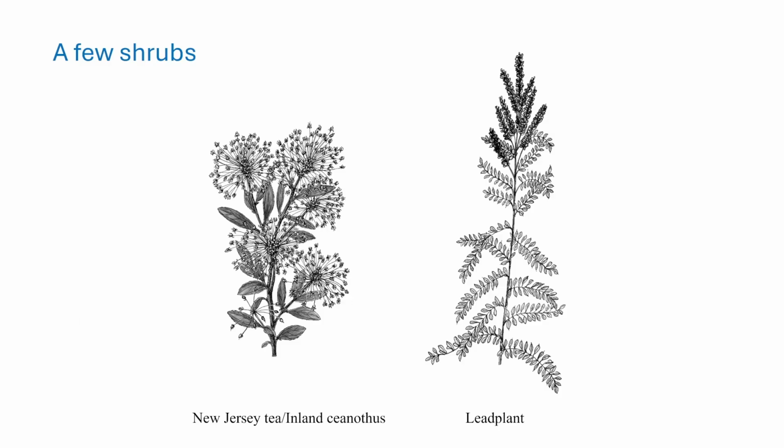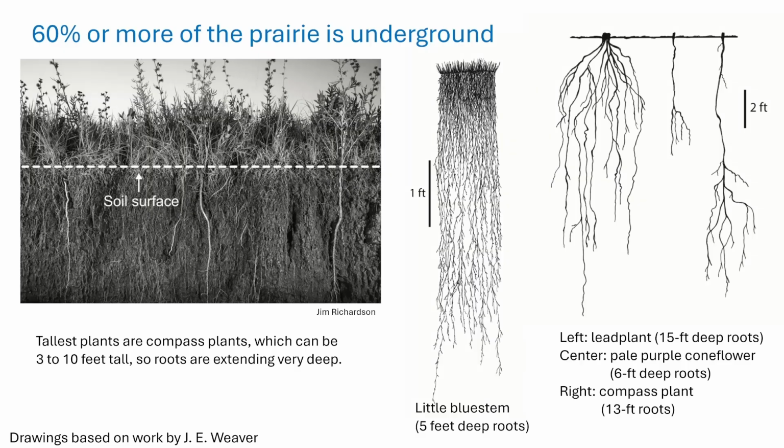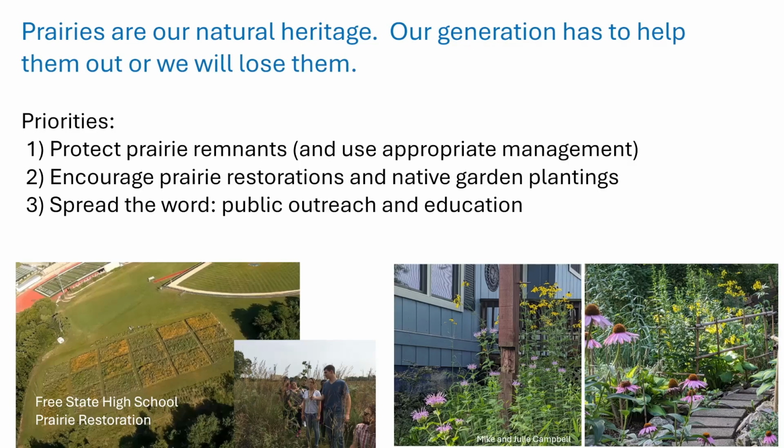Lead plant's a plant that many people may have heard of that we think of as a wildflower, but actually is woody. And much of the biomass, or the sheer bulk of living things, is underground in a prairie. This is a great picture. This is a compass plant, which can get taller than me, and you can see just the depth of its root system. And these are then drawings based on work by John Weaver, a 20th century ecologist who did a lot to show the architecture of depth of roots. Especially the wildflowers and shrubs can get really deep.